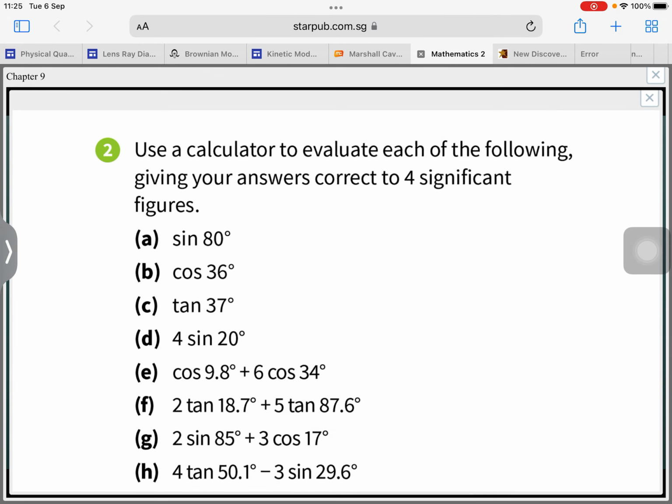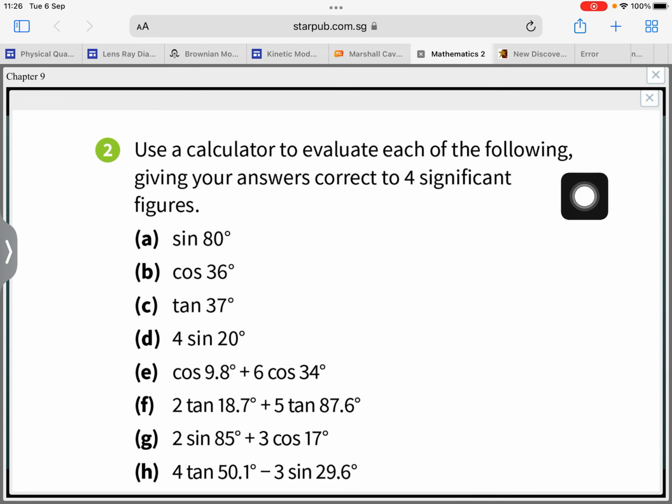Then we move to question 2. Question 2 is to get you to practice pressing the calculator. Do you know how to key all this into your calculator? So sine 80 degrees, make sure that your calculator is in the correct mode. It should be in degrees mode, meaning you should see a small D written on the calculator. If you see a letter R, it means you're in radian mode, then something is wrong. Do change it back to degree mode. So over here is all in degrees.